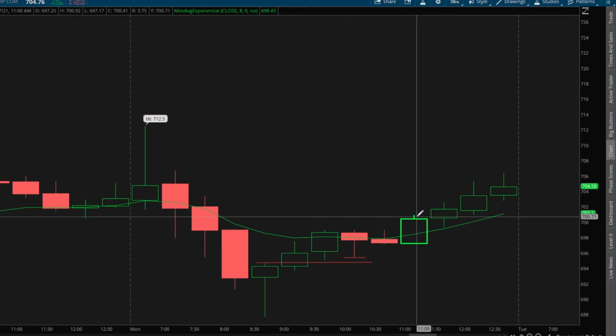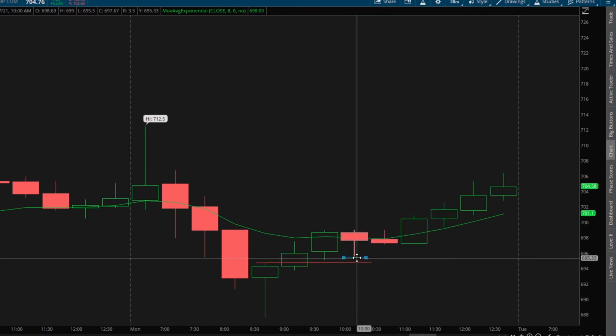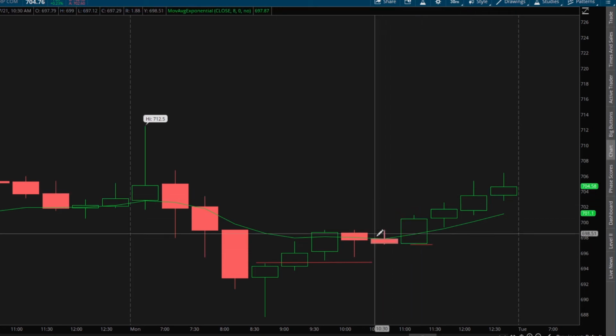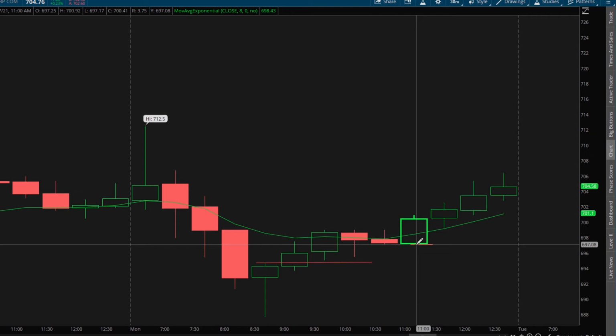Same thing. Do you want to adjust your stop? Okay, where are you going to adjust it to? Here? Okay. The bottom of the previous low, right? Or the previous candle. So there we go. There we are right now. Now your stop's at what? 697.09 or 08.